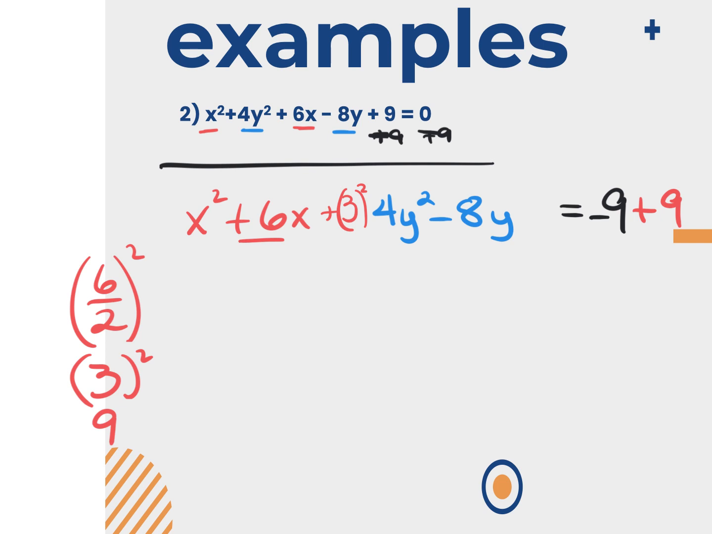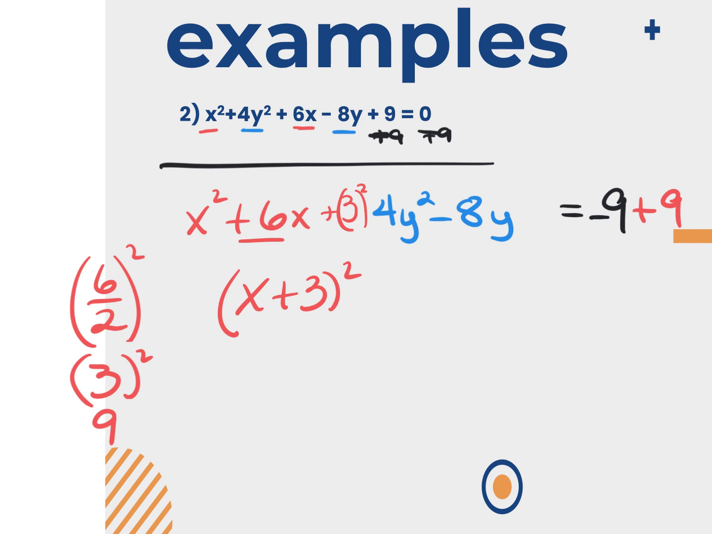So for the blue, let's go ahead and finish the red first. So let me finish completing the square for the red. So then the red turns into x plus 3 squared. Now let's do the blue.